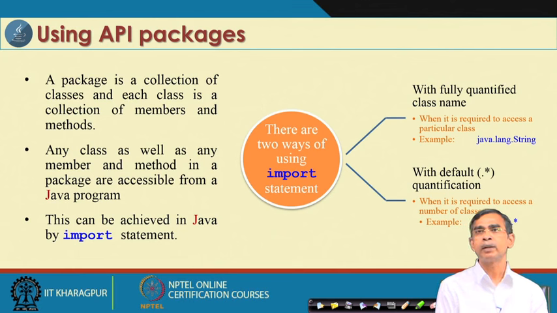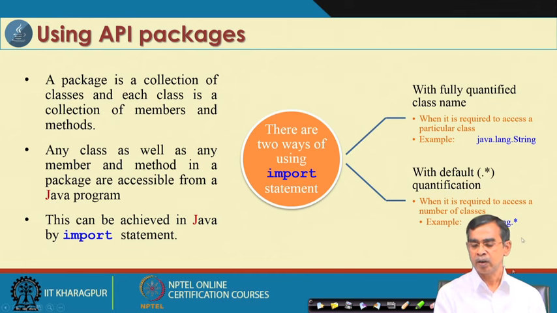For example, if we write import java.lang.String, this means you want to use the String class, which is declared in the java.lang package, in your program. And if you want to access all the classes belonging to a particular package, then instead of naming a specific class, you can write java.lang.*. The star indicates all, so you will be able to access all classes belonging to that package.